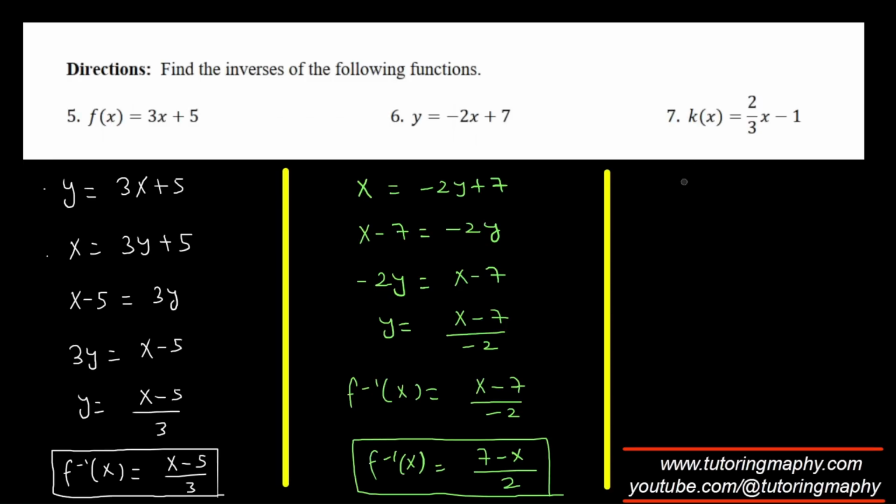And finally, over here, replacing f(x) with y. So y is equal to 2/3 x minus 1, replacing x with y, y with x. This is how it's going to look. Let's say add 1 to both the sides.